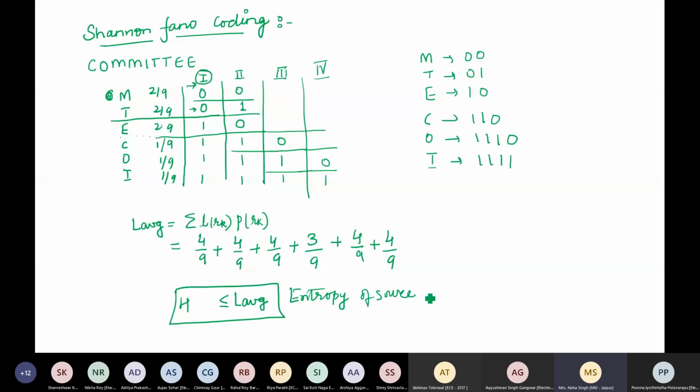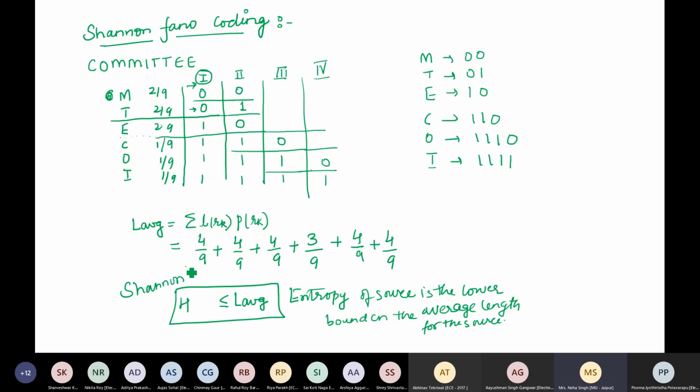Entropy of the source is the lower bound on the average length for the source. This is referred to as Shannon's theorem. You must have studied it when we were studying the coding.